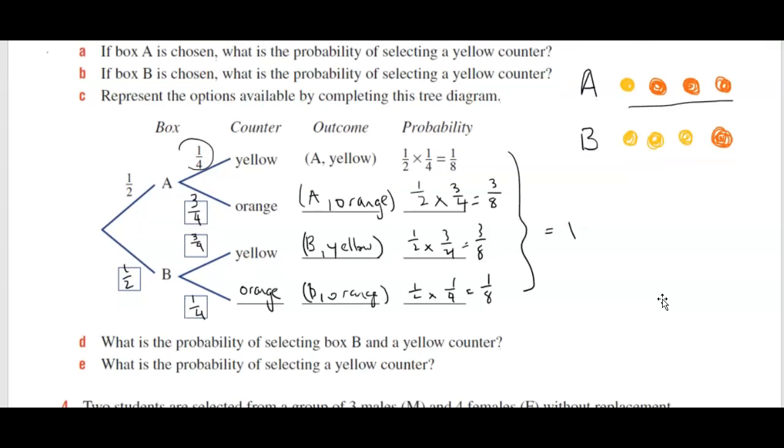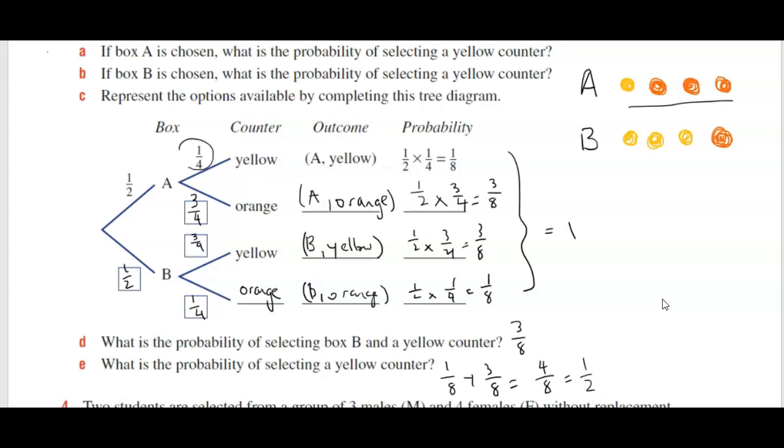What is the probability of selecting a box B and a yellow counter? So we go B yellow, that's 3/8. What is the probability of selecting a yellow counter? You've got to look at all the ones that you've got a yellow. So we can do A yellow, which is 1/8. And we can also do B yellow, which is 3/8. When you've got multiple possible outcomes, you add them. So you multiply along your branches, but if we're looking at adding up different outcomes, you just add their probabilities together. So 1/8 plus 3/8 is 4/8, and always simplify that.